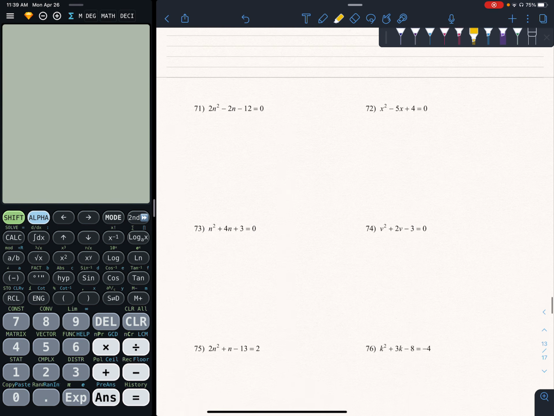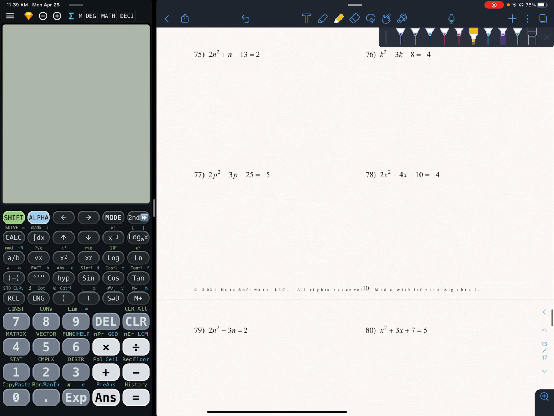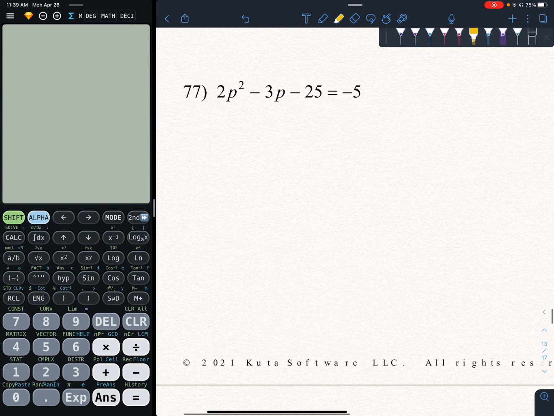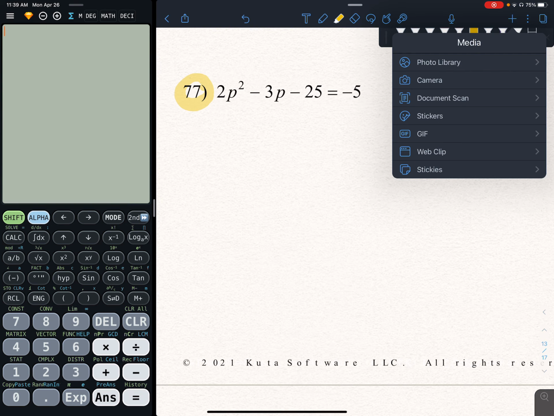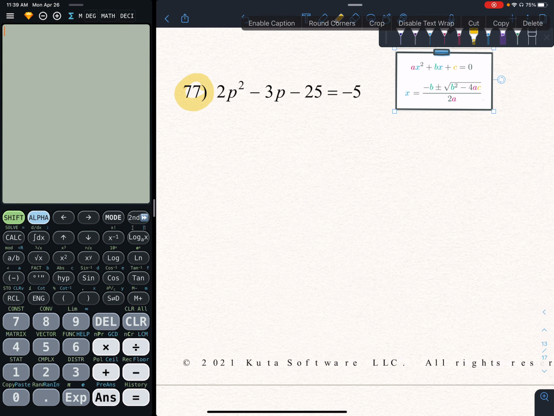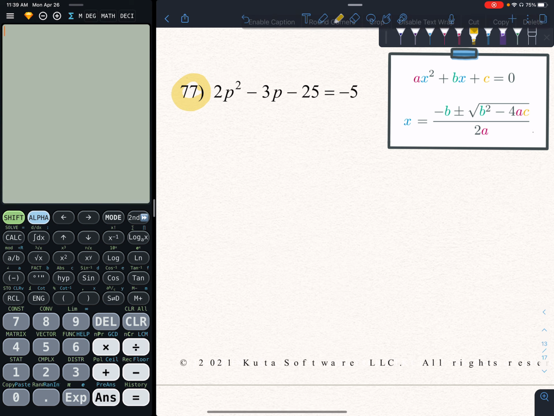And we will do another one together. Let's see. This is a good one here. Number 77. So let me drop that sticker back in here. So here A is 2, B is negative 3, and C is negative 25. Oh, actually, what did I do wrong here? I'm jumping ahead, everyone. Look at this.